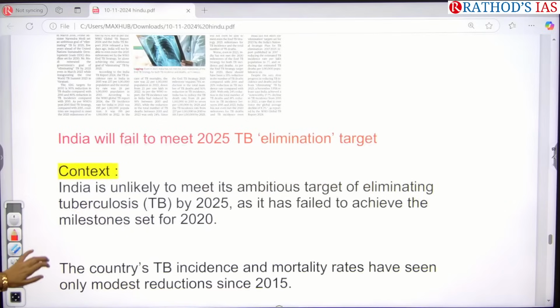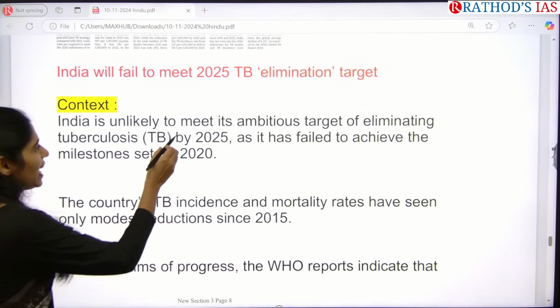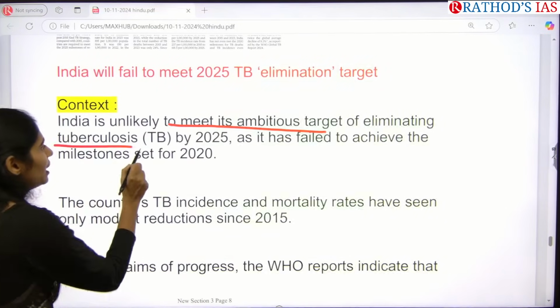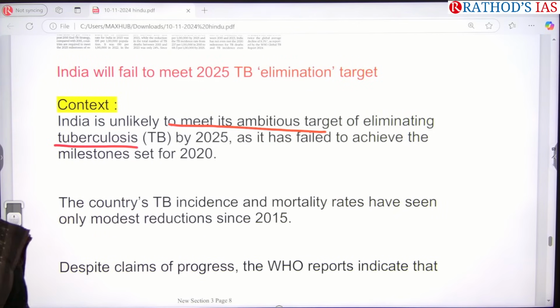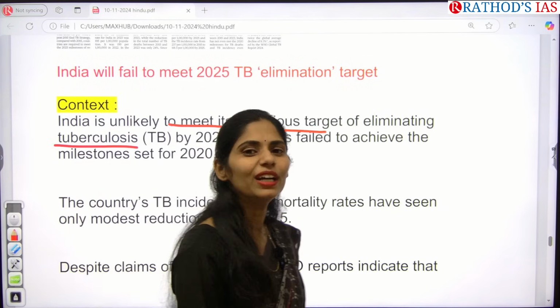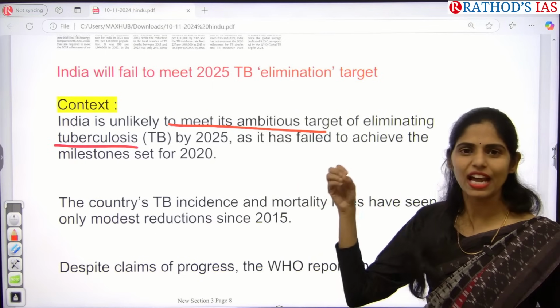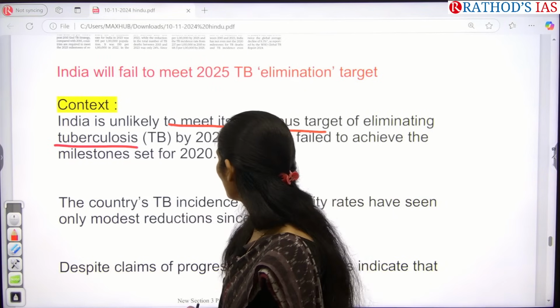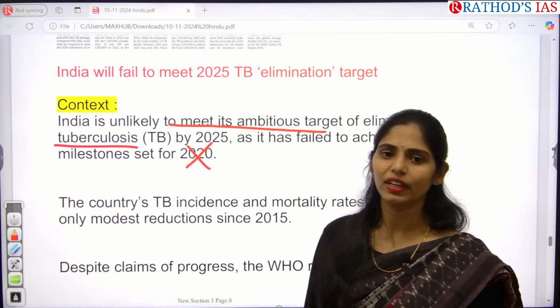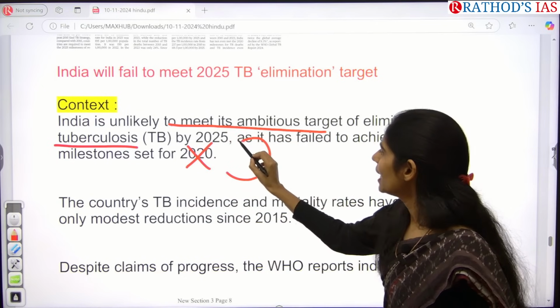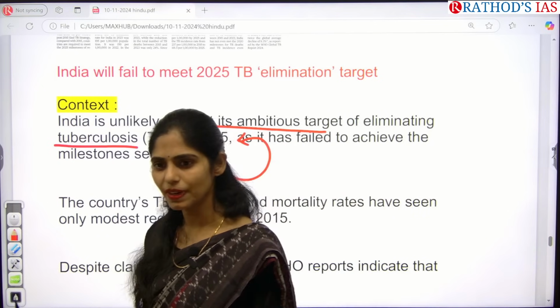This article is saying that India is unlikely to meet our ambitious target of eliminating TB by 2025. Actually, the earlier target was to eliminate it in 2020 itself. So what happened during 2020 and 2019? We had the COVID-19 pandemic. Because of this, we didn't achieve our target by 2020, so the target was extended by 5 more years to 2025.